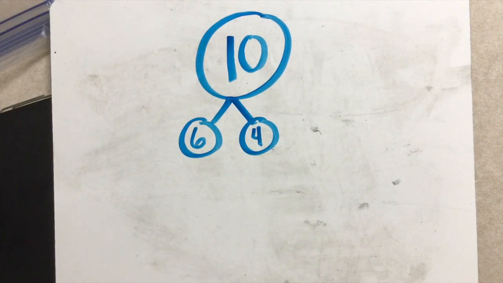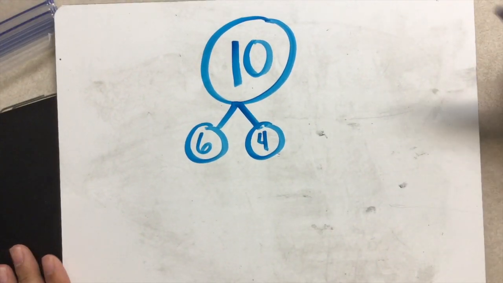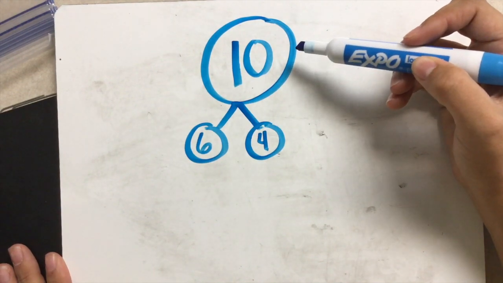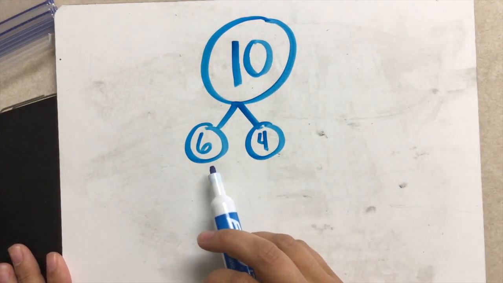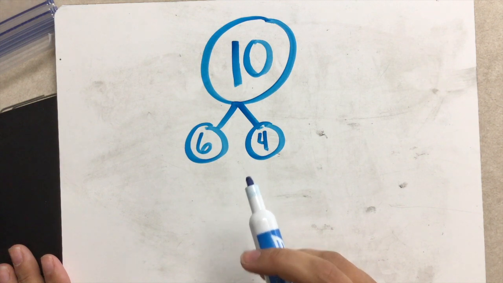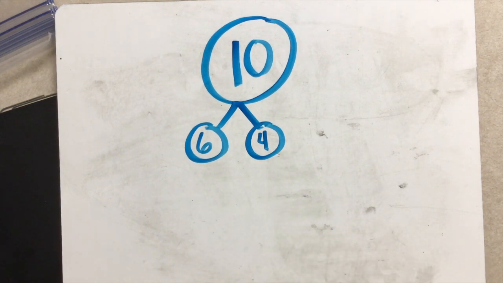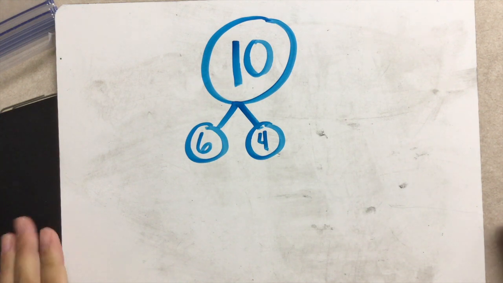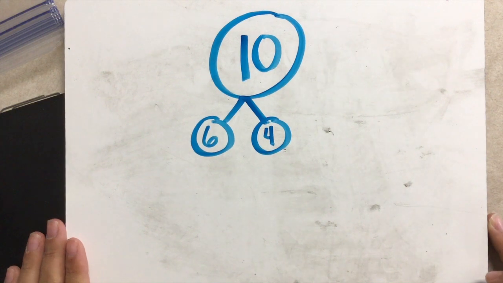Okay, here's the number bond that we're going to use first. 10 is in the top, that means 10 is my total, and here are my parts, 6 and 4. Okay, you might already be thinking that we know how to put this into addition equations, okay? Let's do that part first.